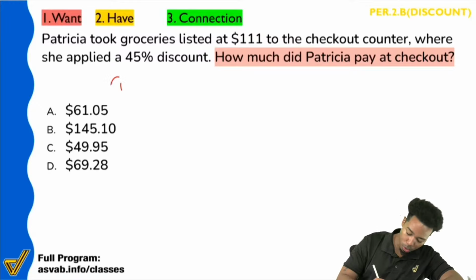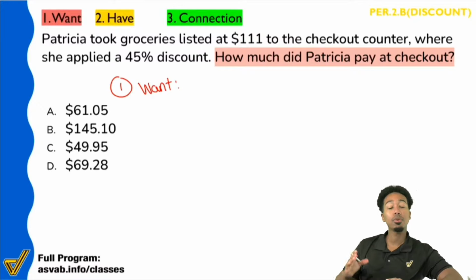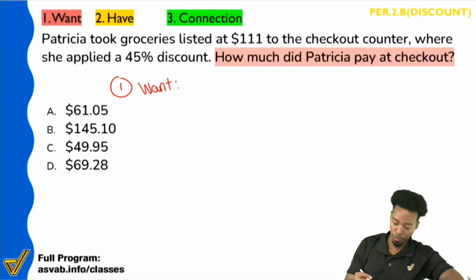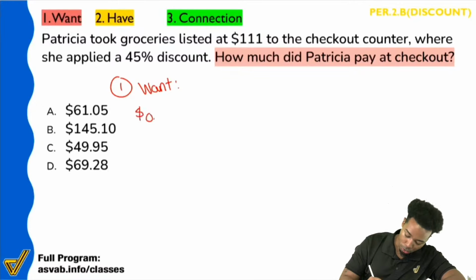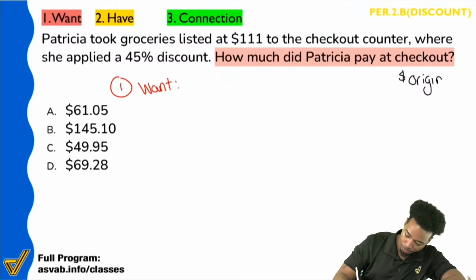So if we want to know what we want, again, it's our first step. Let's remember, when it comes to percent tax and discount word problems, you're going to have your original. Let me use a different color here. You're going to have your original. You're going to have the percent of your tax or discount.